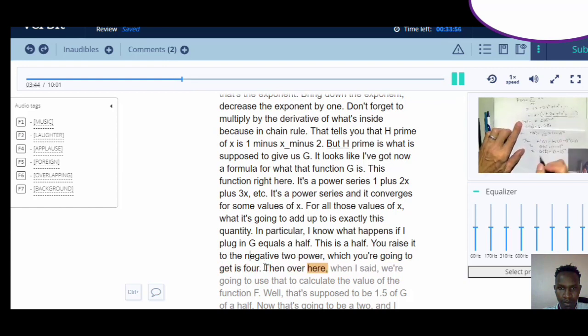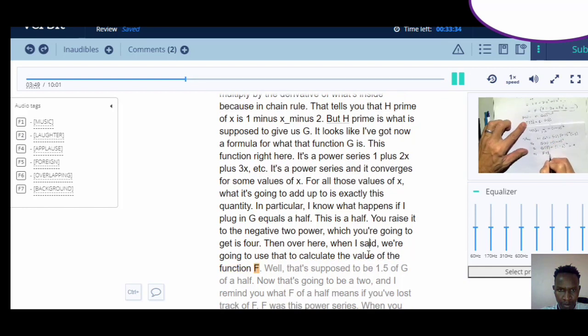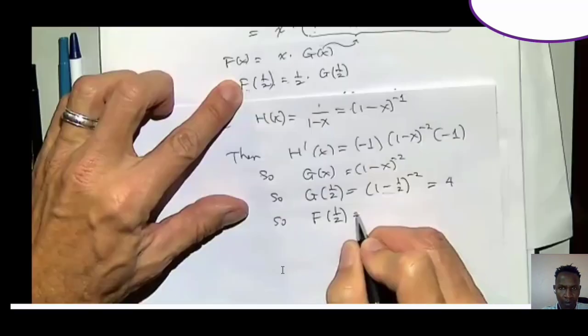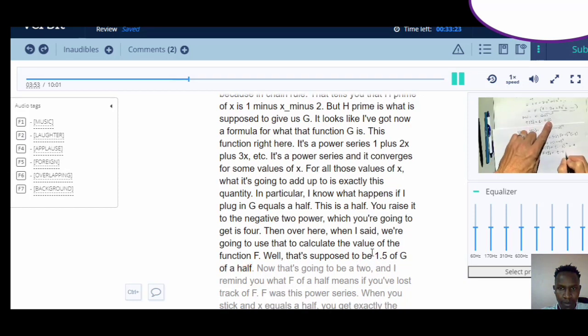And then over here, when I said we're going to use that to calculate the value of the function f, well, that's supposed to be 1/2 of g of a half. So now that's going to be a 2.